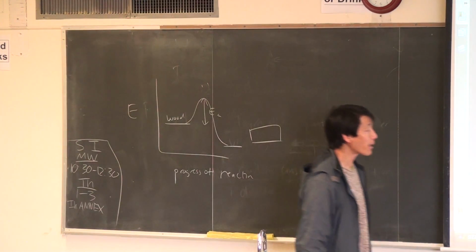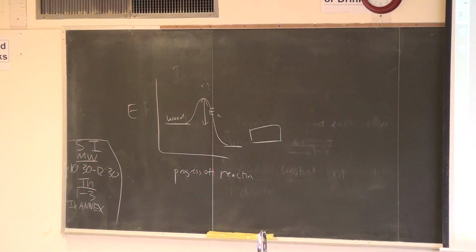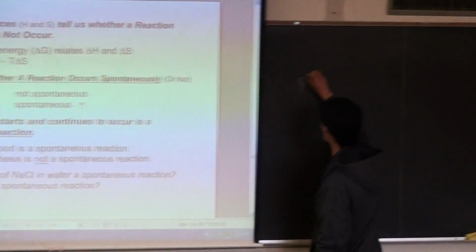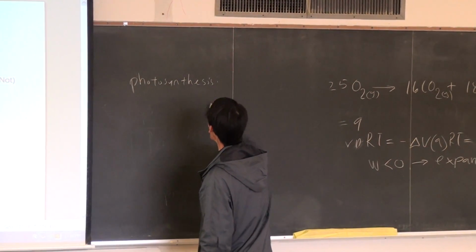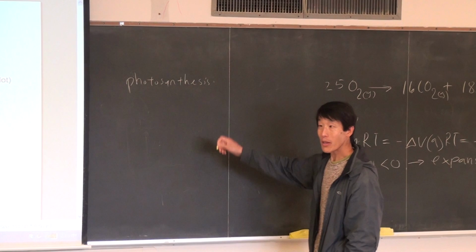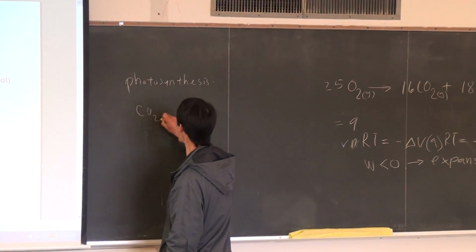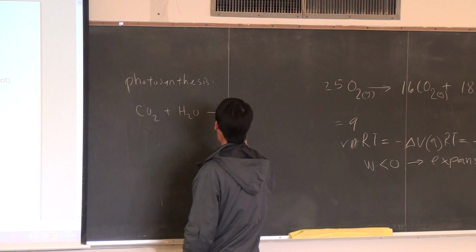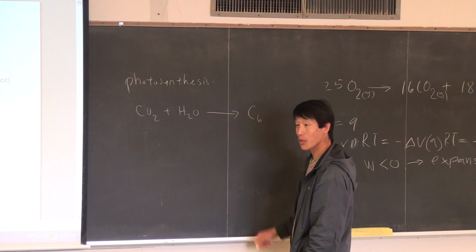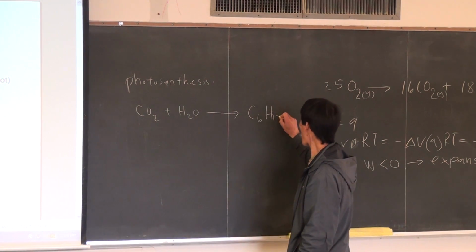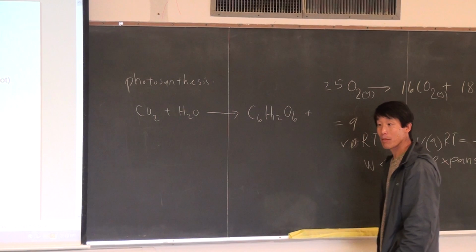Why is photosynthesis not a spontaneous reaction? So if you look at the photosynthesis reaction, what happens in photosynthesis? Yeah, we need sunlight. But what are the reactants in photosynthesis? Yeah, so you need CO2 and H2O. And what are the products? C6H12O6. And is there another product? Yes, O2.